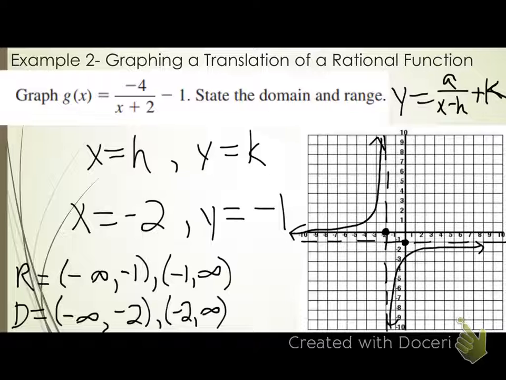Are there any questions how I got our domain or range here? So the asymptotes help determine your domain and range. Domain is your set of x values, so you use your vertical asymptote for your domain. You use your horizontal asymptote for your range because that's dealing with your y values. Okay? Questions on example 2? Can I move on?